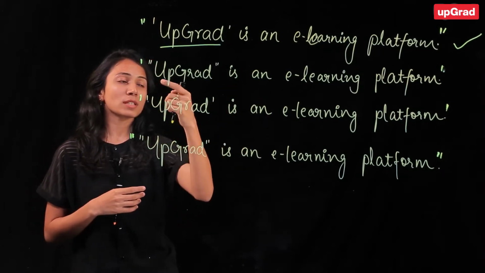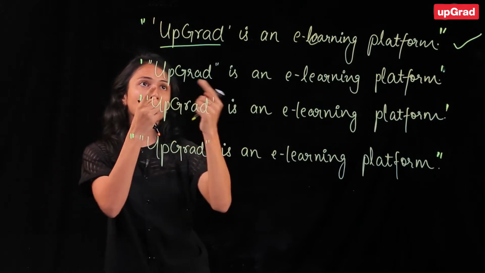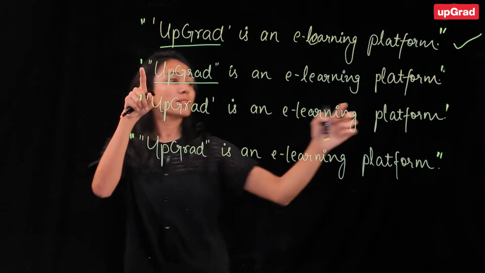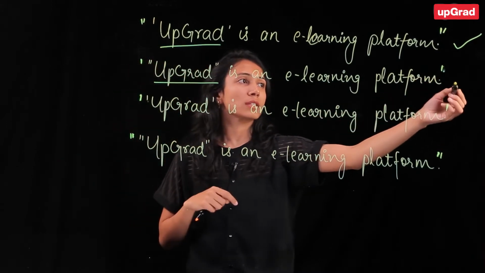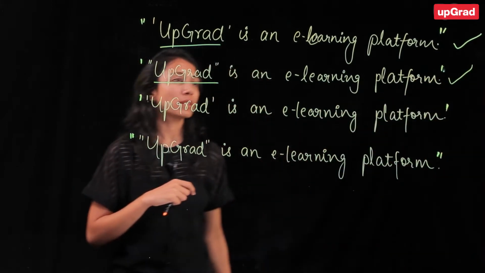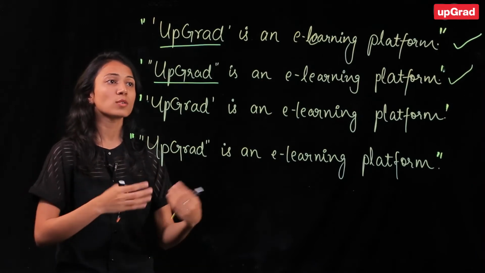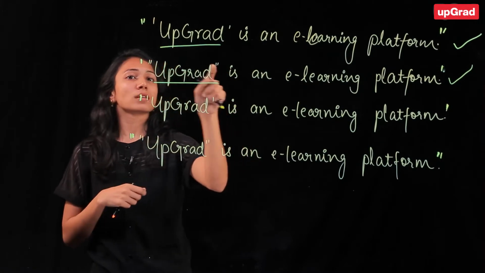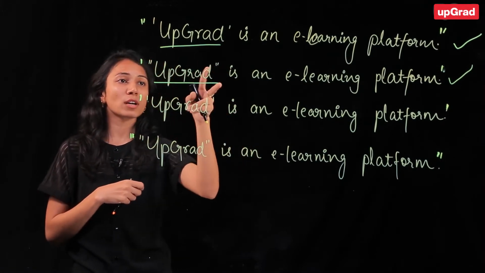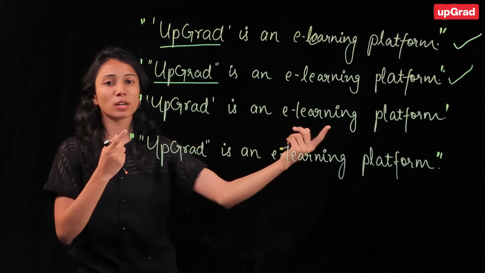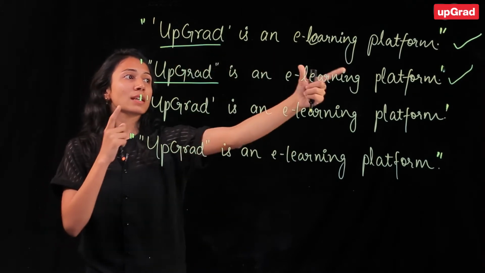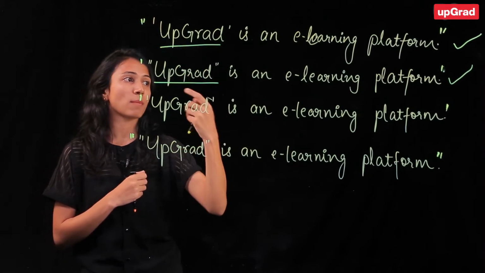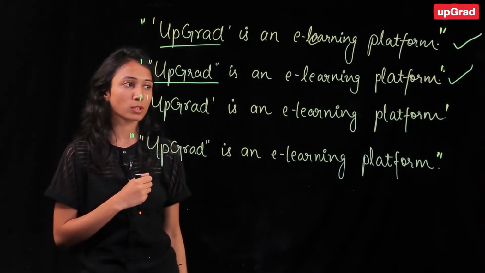So when coming to the second example, I see that upGrad has been written inside double quotes and the entire string has been written inside single quotes. Also this is a valid string and it executes perfectly fine. Why? Because in both these examples there is a different code which is being used inside a particular form of code. That means in the first example inside double quotes we are using single quotes and in the second example inside single quotes we are using double quotes.